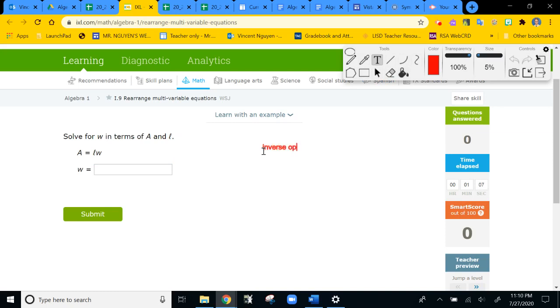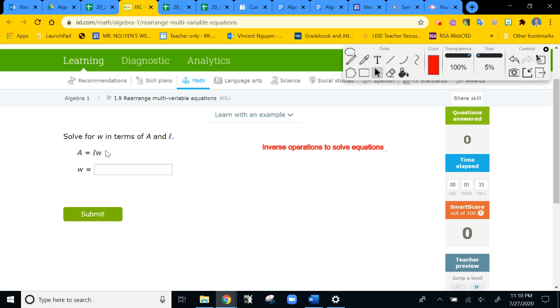Inverse operations to solve equations. This is the main topic here: using inverse operations to isolate the variable and get the variable that we want. So for this problem, we want W by itself. That means the L has to go.